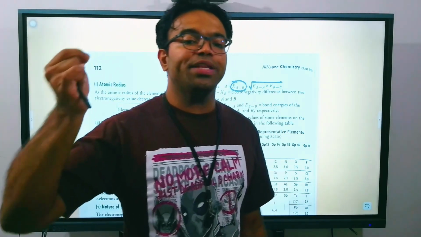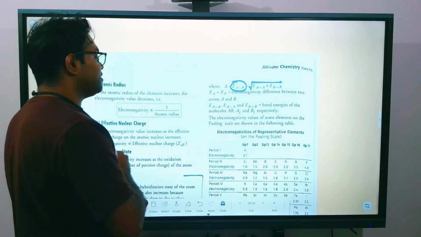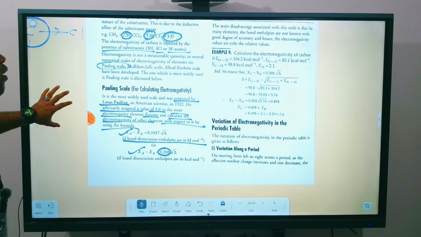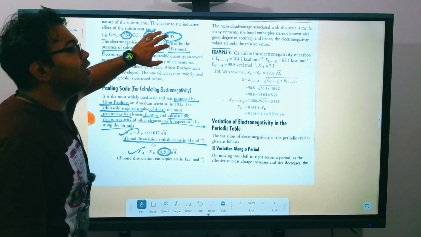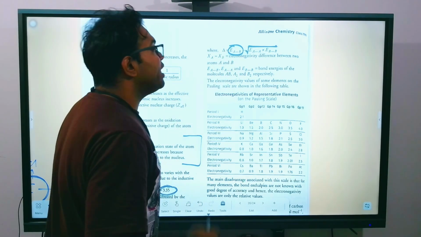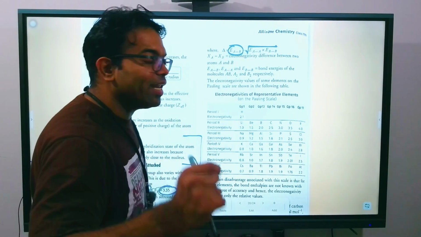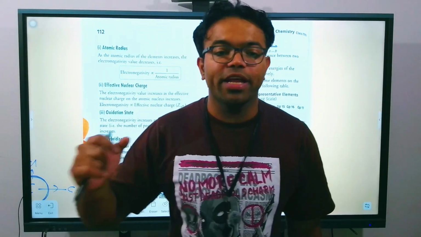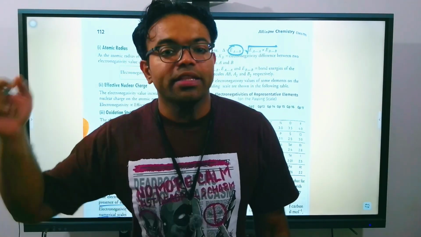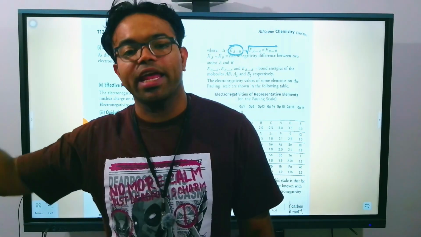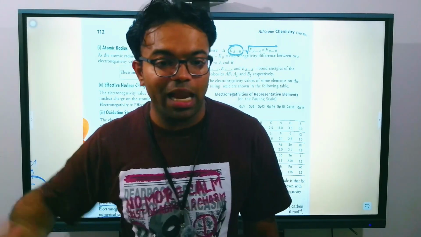So the difference between their electronegativity is equal to 0.1017 root under delta. Now, what is EAB? EAB is the bond energy of the molecule AB. How do you find the bond energy of a molecule AB? The amount of energy required to break the bond is known as its bond energy or the bond enthalpy.